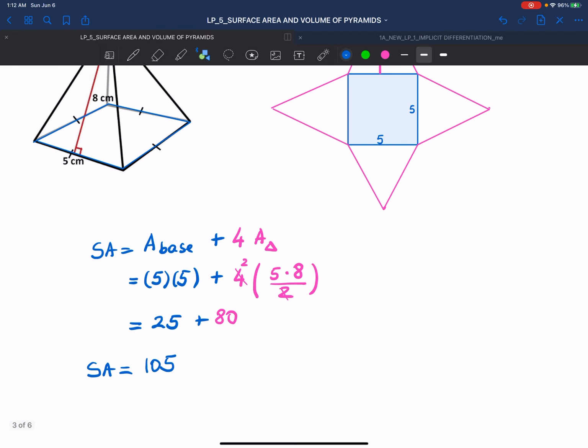So I'm going to say that, here we go, we found the surface area, and I'm so happy, and I'm thinking, have I forgotten anything here?